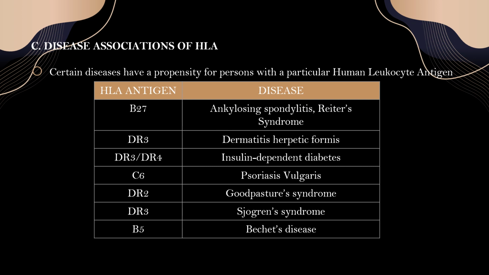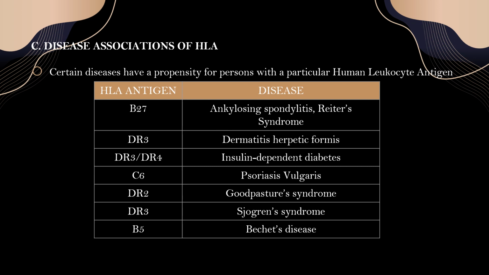So these are some of the disease associations of the HLA. It says here that certain diseases have a propensity for persons with a particular HLA antigen, or it means that an individual having the particular HLA may have the tendency to develop the risk of having these specific diseases.